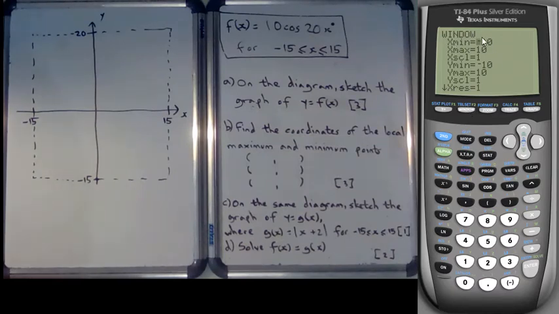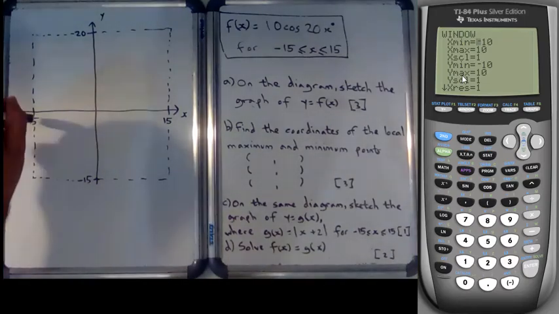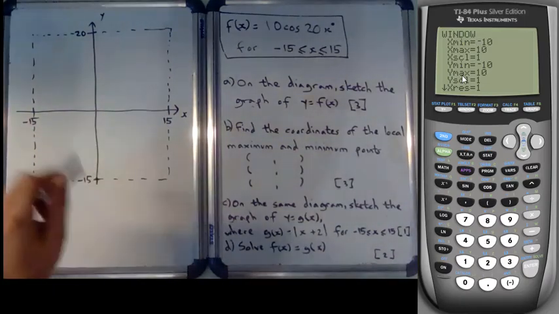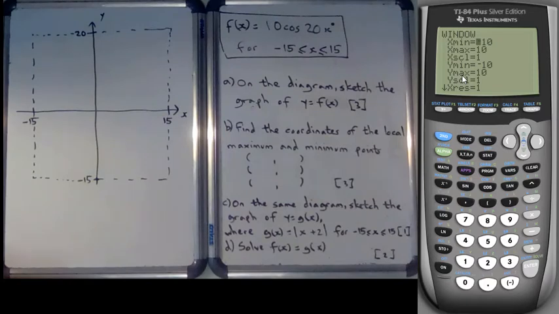These 4 key values, x min, x max, y min and y max, need to correspond to minus 15, 15, minus 15 and 20. So I'm going to put that in. So x min minus 15, x max 15, y min is minus 15, and y max is 20. Then I press enter for the last one.